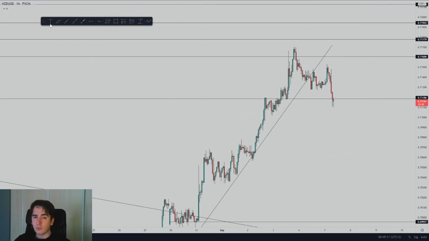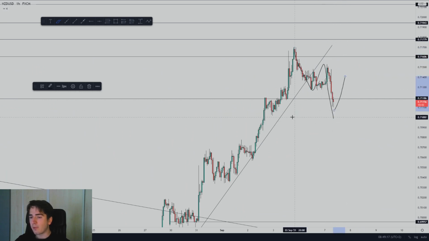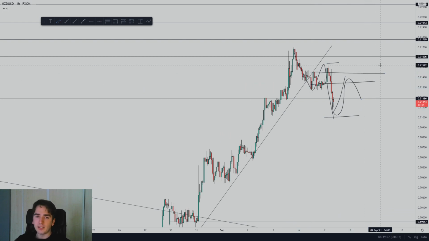So what we can see over here is of course the impulse down, the pullback, the next impulse down, and now we can start looking for a pullback once again. Just draw your fib from, let's say, here to here, then just look for a nice 618 fib setup alongside a key level on the lower time frame, or liquidity of course.